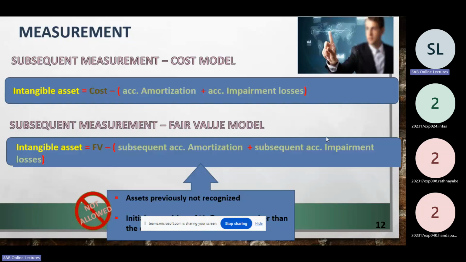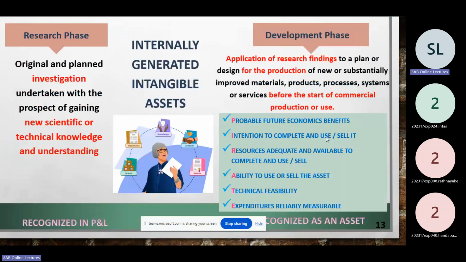The subsequent measurement we can divide into two parts: the cost model and the fair value model. You can see the formula given there: intangible assets at cost minus accumulated amortization plus accumulated impairment loss. And for the fair value model, intangible assets are identified at fair value minus subsequent amortization plus subsequent accumulated impairment losses.